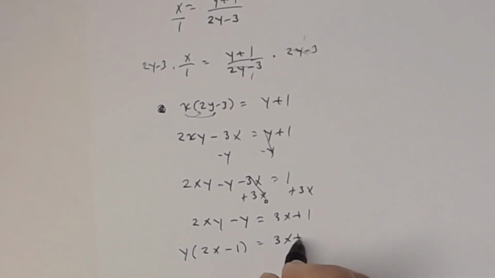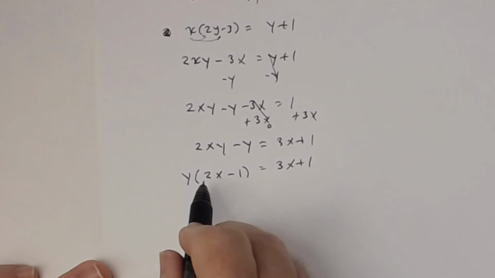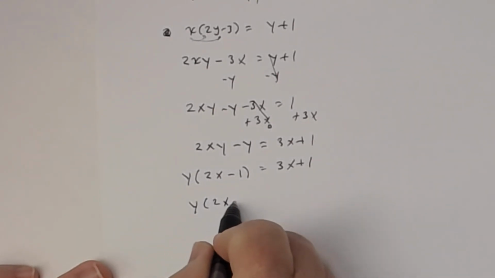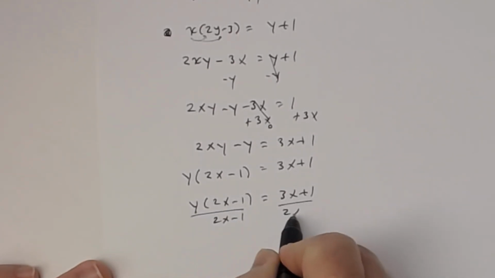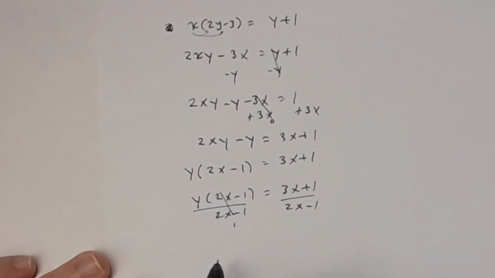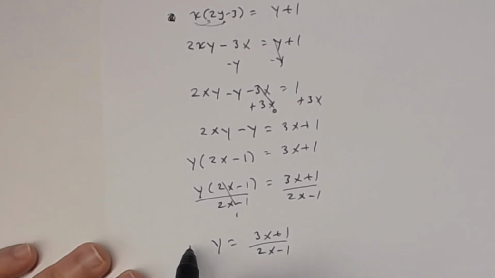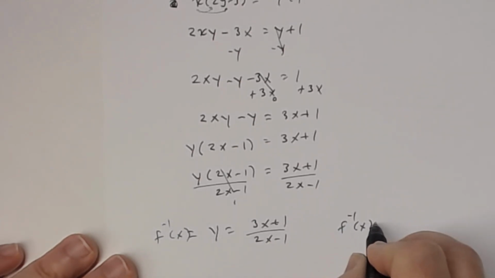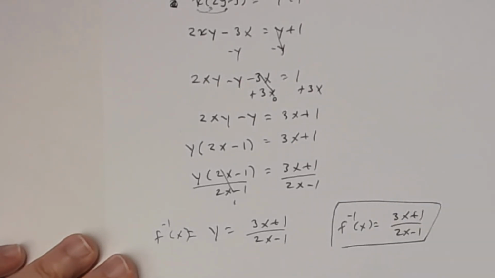Equal 3x plus 1. And then to get y by itself, right now I am multiplying 2x minus 1 by y. So the opposite to get y by itself is to divide by 2x minus 1. So I'm going to rewrite this over and then divide both sides by 2x minus 1. And then notice when I reduce, I get y by itself. So y equals (3x plus 1) divided by (2x minus 1), and that is your inverse. And so therefore you're going to say f inverse of x will equal (3x plus 1) divided by (2x minus 1). And that's the inverse.